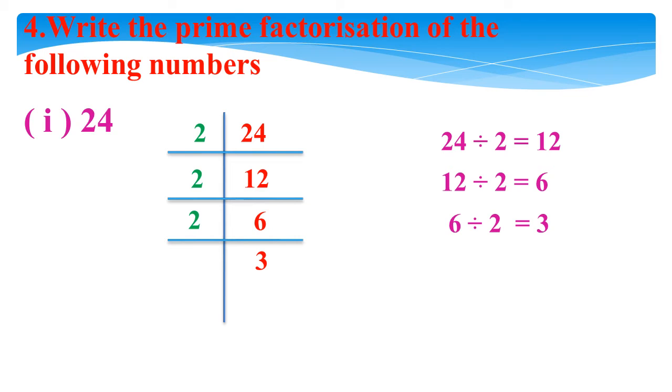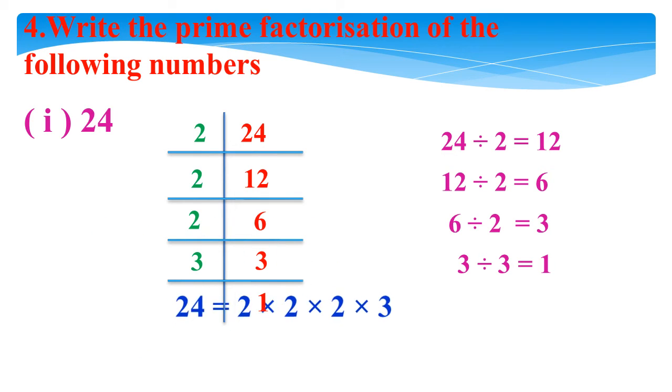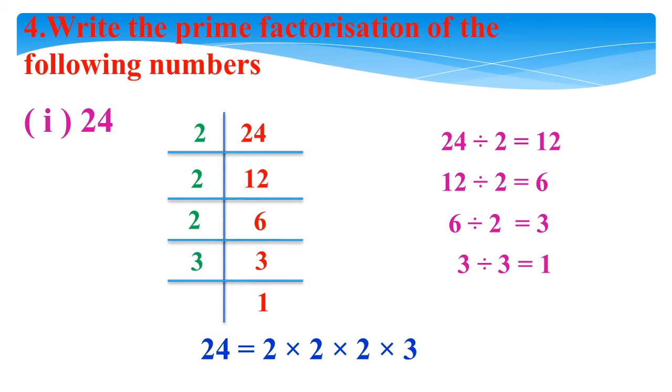Next, 3 is an odd number, so it is not divisible by 2. So now we move to the next prime number. The next prime number is 3. 3 is a multiple of 3, so it is divisible by 3. So 3 divided by 3 is equal to 1. Finally, to express 24 as the product of factors, therefore, 24 is equal to 2 into 2 into 2 into 3.